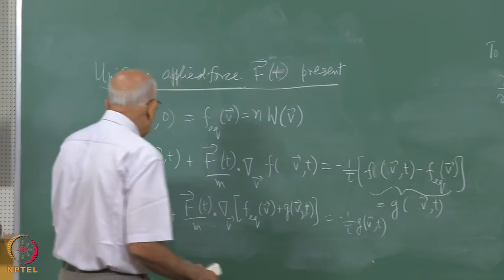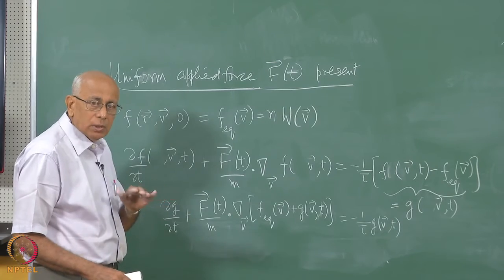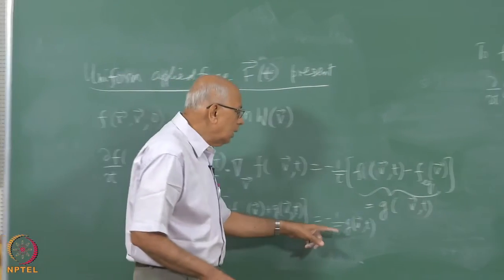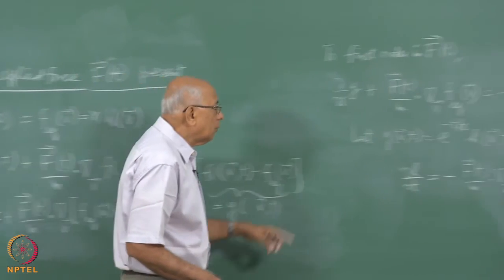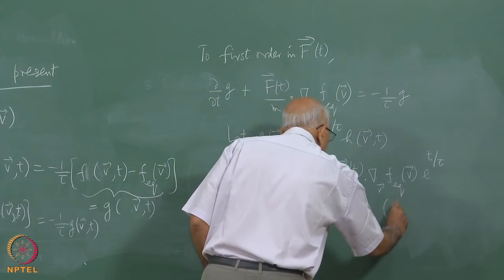Now, what's the initial condition? Well, the initial condition on this f was that to start with, it was in the equilibrium distribution. So g of v comma 0 is 0. Therefore, h of v comma 0 is 0. This is the initial condition.